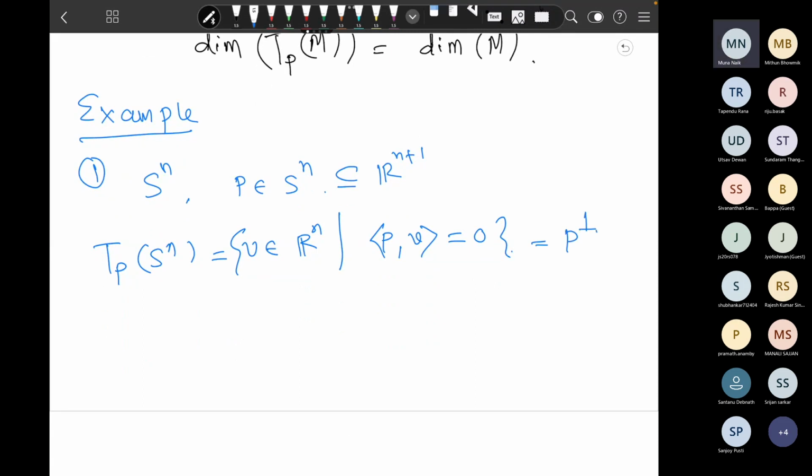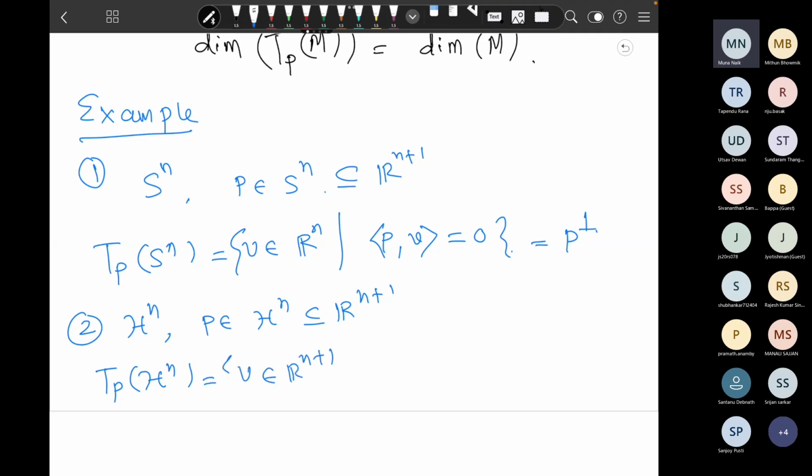Second, you can do this as an exercise: p belongs to the hyperbolic space H^n, and we have seen that this is also a subset of R^(n+1). So T_p of H^n is the set of v belonging to R^(n+1) so that the bilinear pairing of p and v is equal to 0, and this is also p perp. You can take this as an exercise.